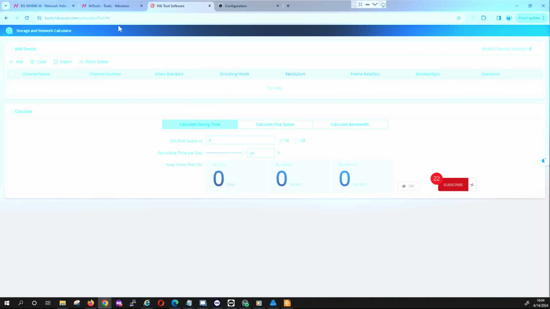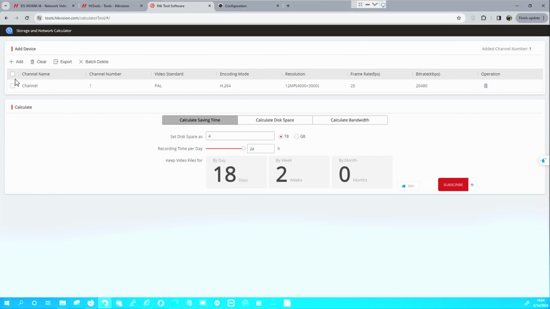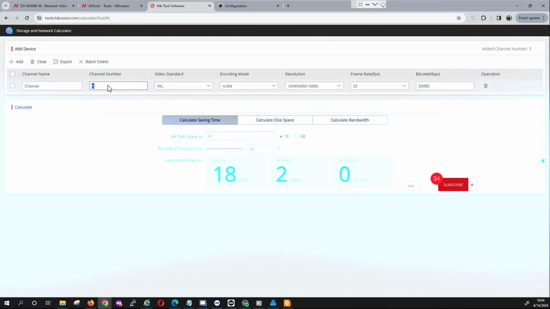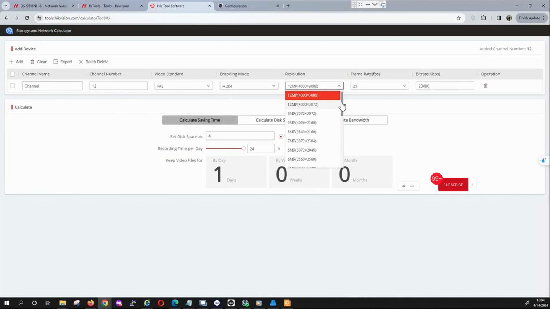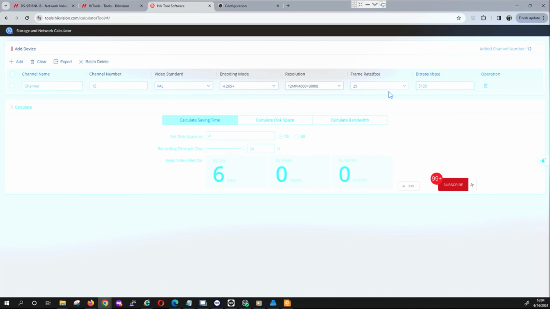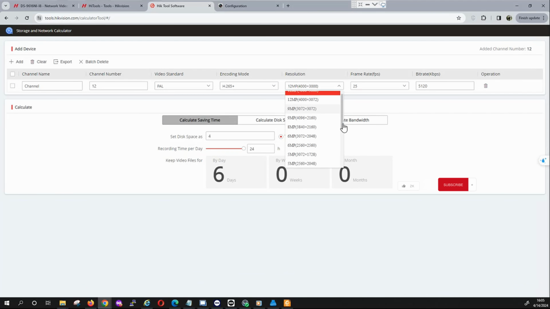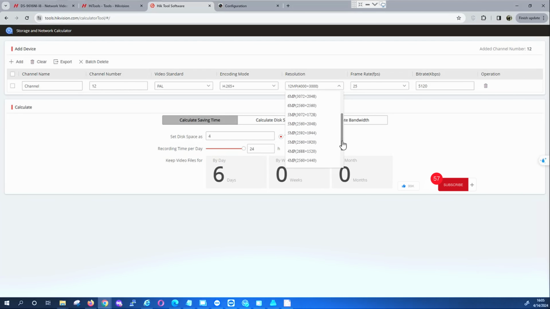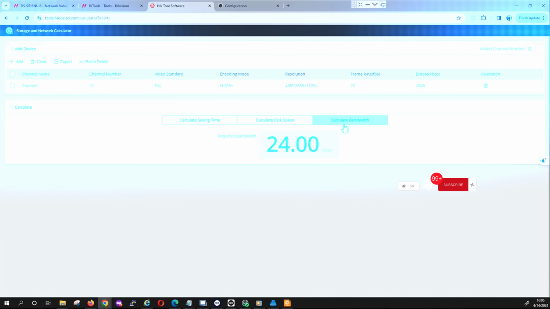Please remember, adjust camera settings such as resolution, quality, frame rate, bitrate, and compression to optimize bandwidth and quality. Utilize the Hikvision storage and network calculator for estimations. Prioritize a robust network infrastructure and capable devices. Make informed decisions based on specific needs and constraints.